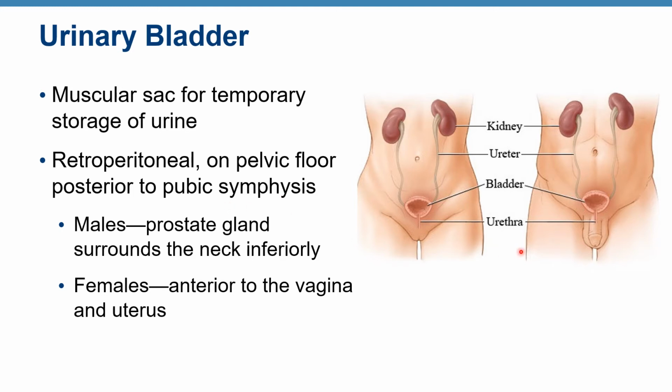In the males, prostate gland surrounds the neck of the urinary bladder inferiorly. So just below the urinary bladder in males, we would have prostate gland. In females, urinary bladder is anterior to the vagina and uterus.